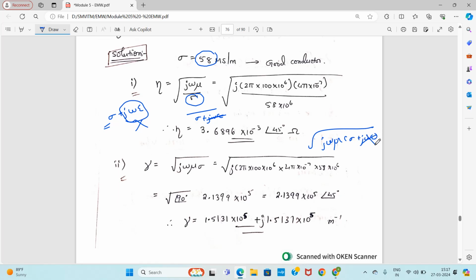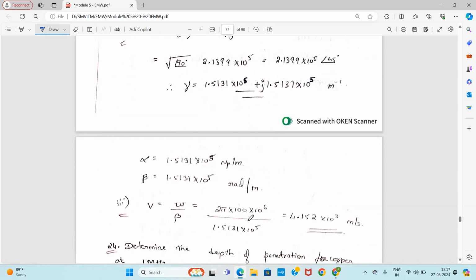Again, sigma is very high, so this term is ignored and you're getting this equation. Even if you substitute this and simplify, you're still going to get an answer which is very close to this value. You will not see much difference. Only decimal difference will be there, but you will be getting a very close answer. So this is the formula. Just substitute, simplify it, and find out the result.